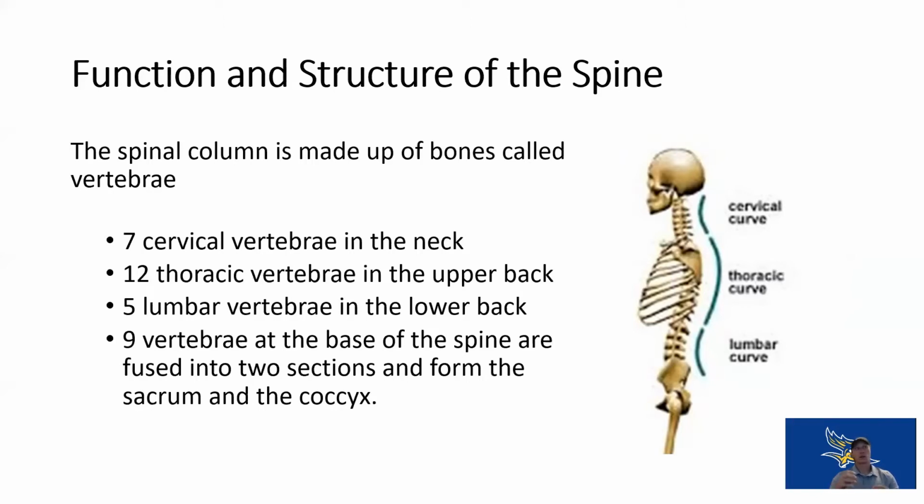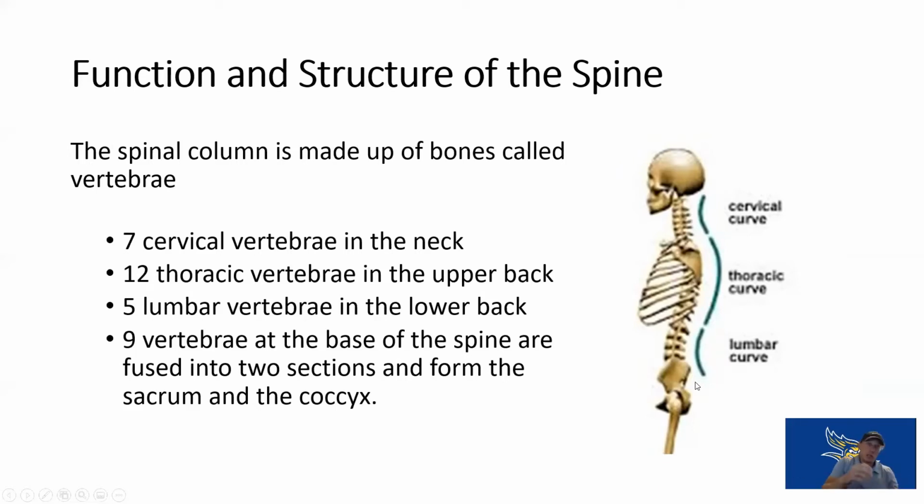Then we have our low back, which has 5 lumbar vertebrae. There's 5 vertebrae in the low back where there are only muscular attachments that hold these together. And then we finally have the coccyx, which is 9 vertebrae at the base of the spine that are fused together and attached to the pelvis. So what we see here is very little structural stability in the neck, a lot of structural stability with the rib cage, a little structural stability with the lumbar vertebrae, and a lot of structural stability with these fused bones and the pelvis.